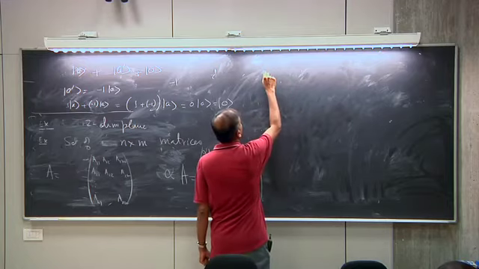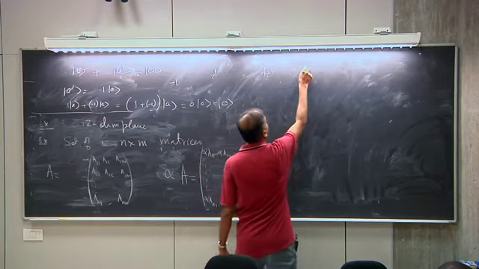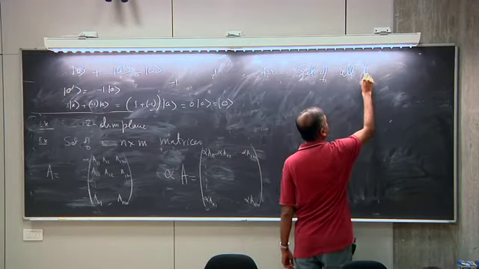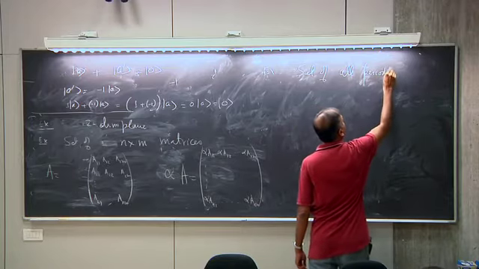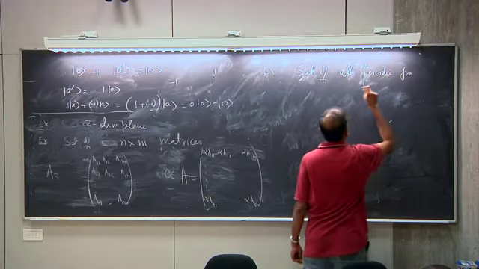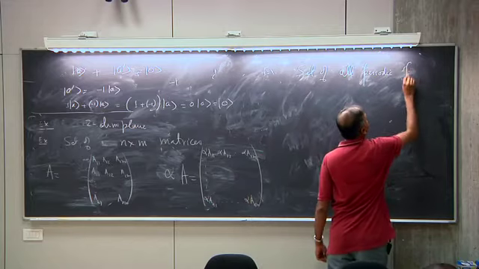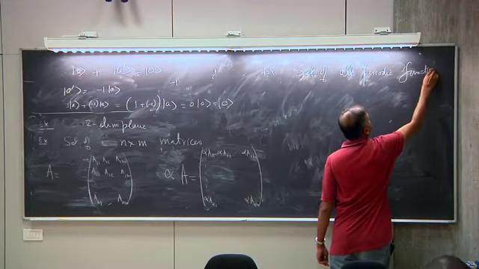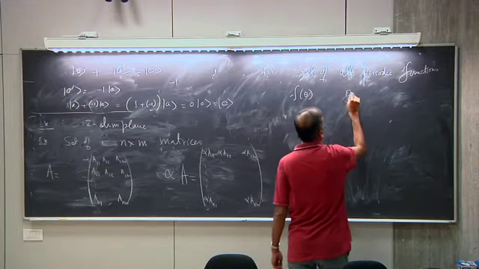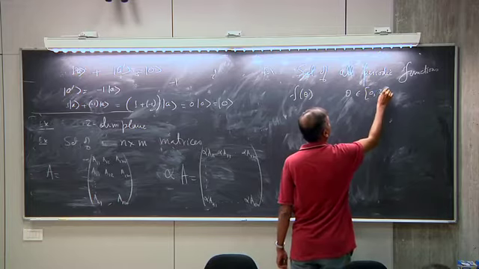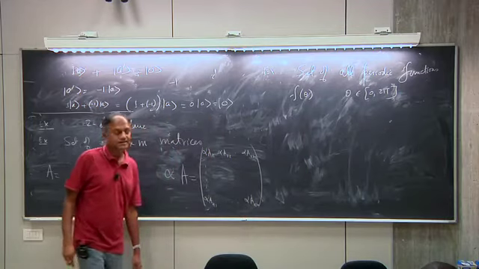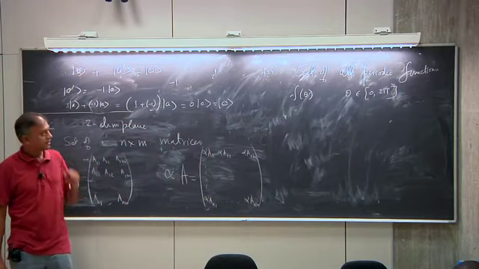So let me take another example now. Consider the set of all functions, or even let's make it periodic functions. f of theta, where theta is between 0 and 2 pi. This is just an example. Consider the set of all periodic functions. Now this is a set.